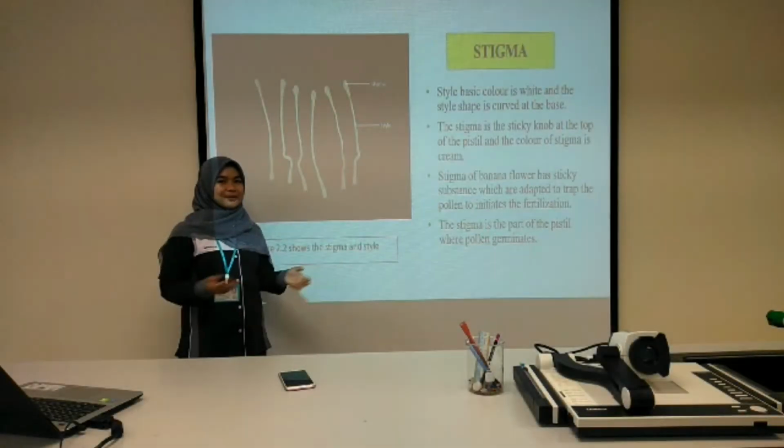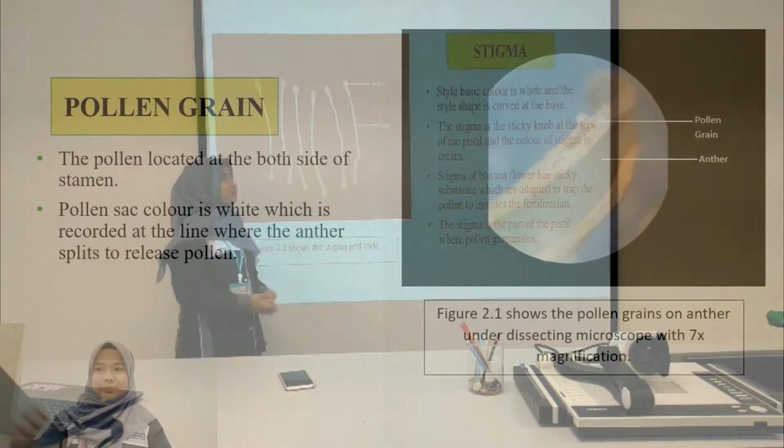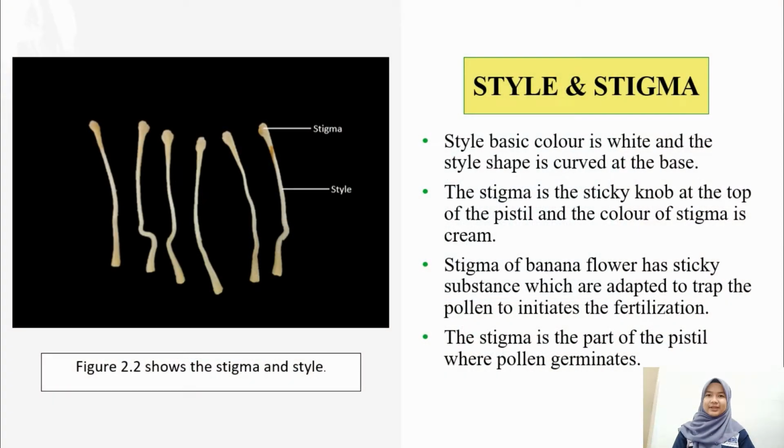Next, we move to the female reproductive organs. For the stele basic color is white and the shape is curved at the base. Then for the stigma, it is the sticky knob at the top of pistil and the color is cream. Stigma of banana flower have sticky substance in which are adapted to trap the pollen to initiate the fertilization. Lastly, the stigma is the part of pistil where pollen will germinate.